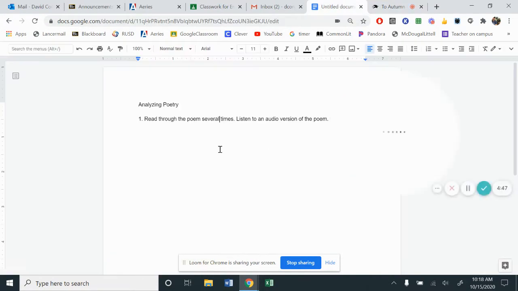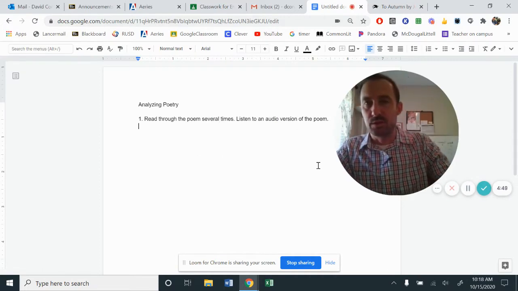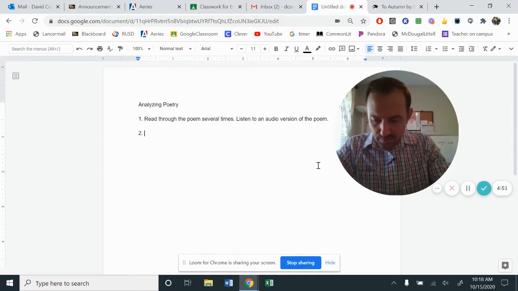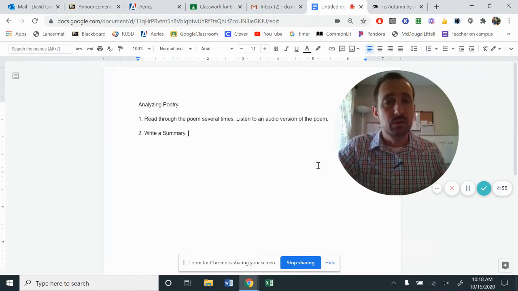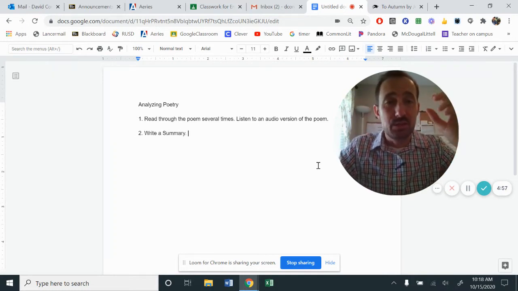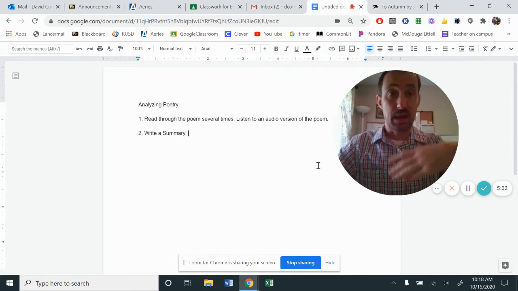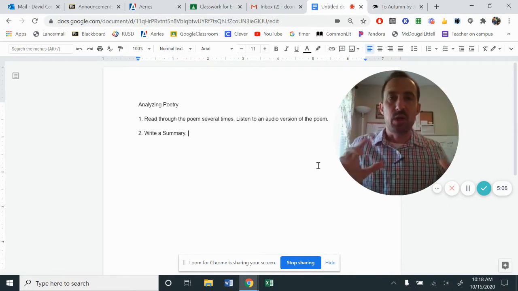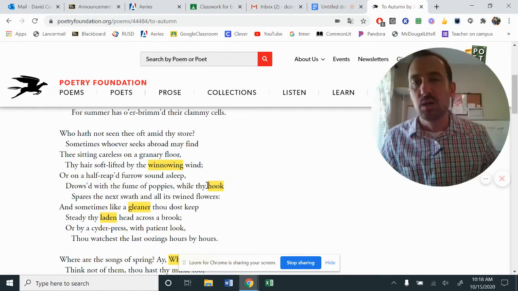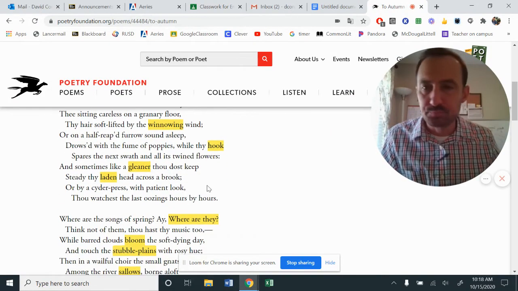All right. The second thing that we are going to do is we are going to write a summary. Now, this summary can either be after every stanza or after the entire poem itself. This gives us an idea of, okay, they talked about nature. We're talking about the season of autumn.